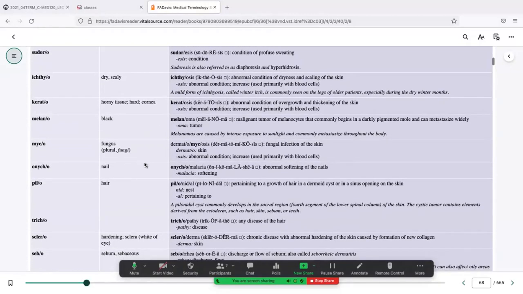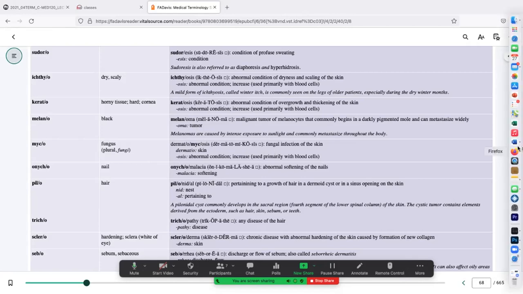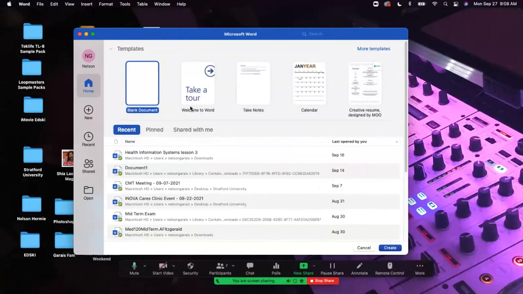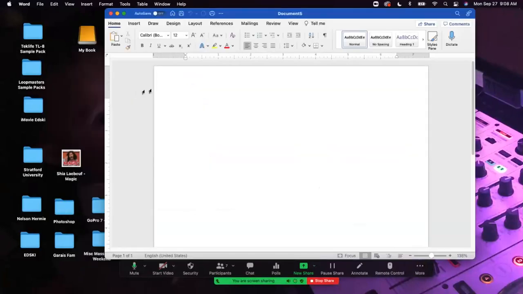Myco, fungal infection. So if I had a dermatomycosis, osis, abnormal condition of fungus, dermat is in my skin. More commonly, you can get a fungal infection, onychomycosis. Let me write that down. If you go to a sketchy nail place, that is why the nails.